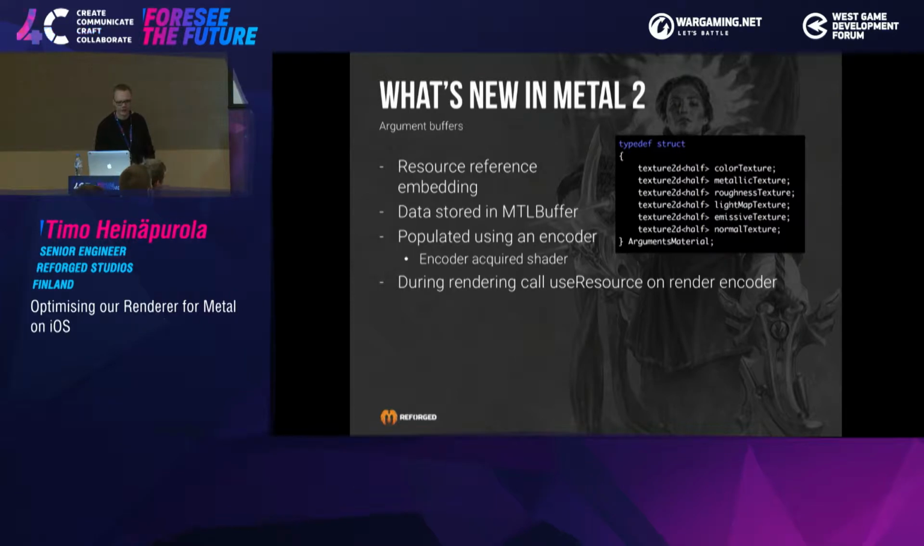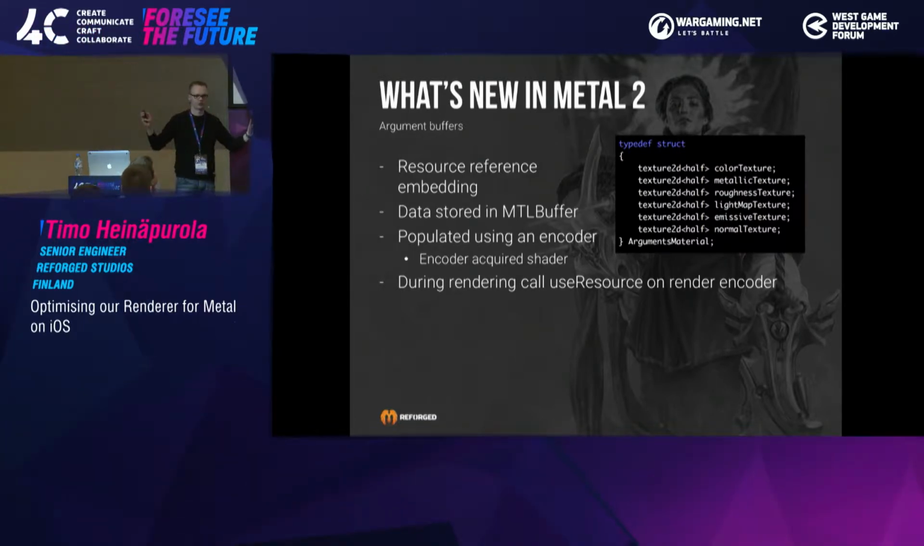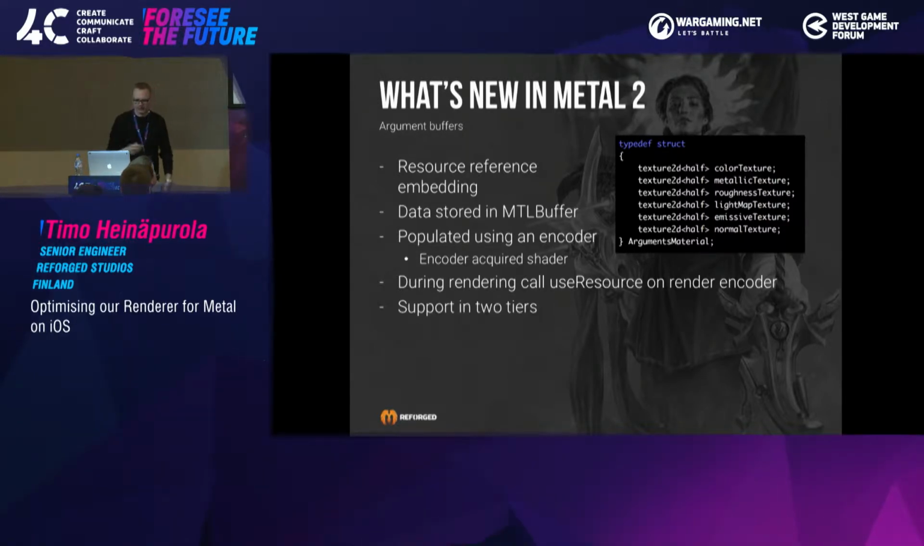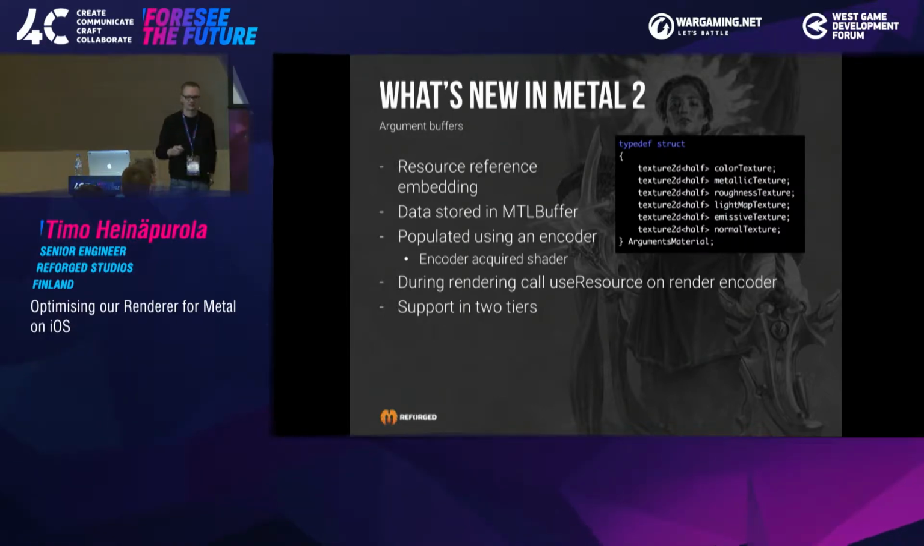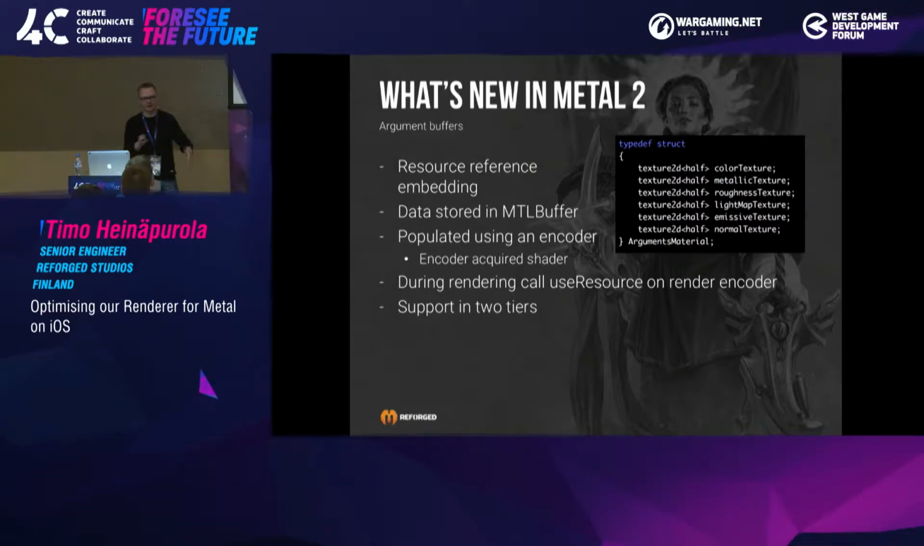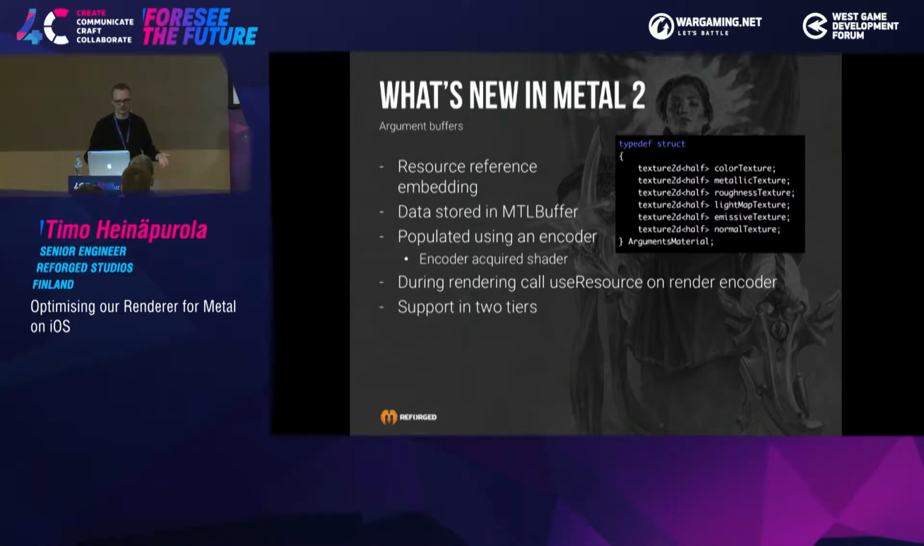Then during rendering, you just call use resource to tell the renderer that, OK, this is a resource that we're using for this pass. And there's support in 2 tiers. So I mentioned setting resources on the GPU. That basically means changing the argument data on the GPU using a compute shader. That's not possible on iOS devices, for instance. iOS devices belong to tier 1, which is a more limited set of features. And then there's tier 2, which is currently just like OS X.